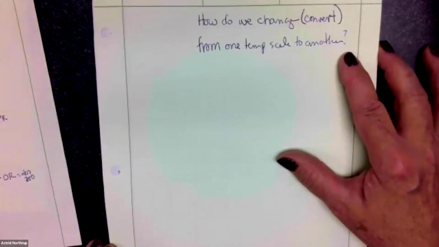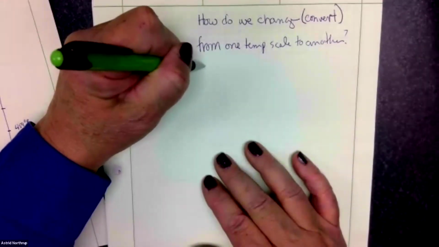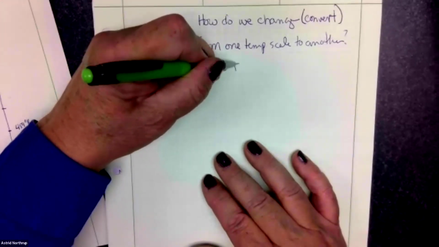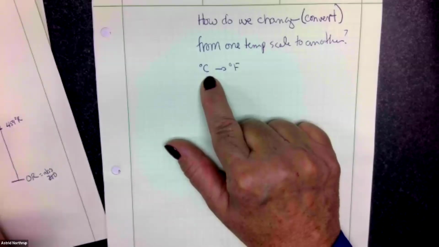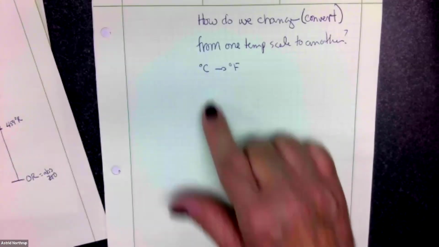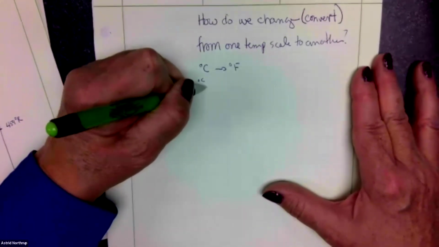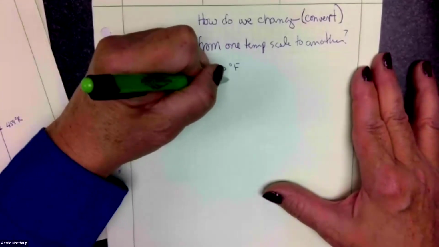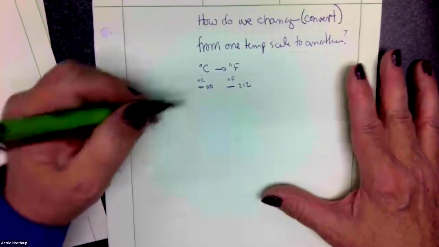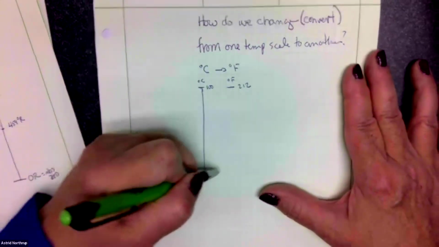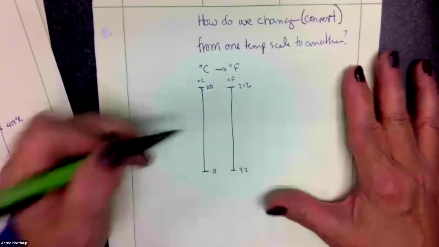All right, so the first one I'm going to do is the more common, which is degrees centigrade to degrees Fahrenheit. I kind of use those terms interchangeably. I should say Celsius, but Celsius and centigrade mean the same thing, but Celsius is the more accurate name. All right, so if we look at Celsius, we know that 100 degrees Celsius is exactly the same as 212 degrees Fahrenheit. And we also know that 0 degrees Celsius is exactly the same as 32 degrees Fahrenheit.